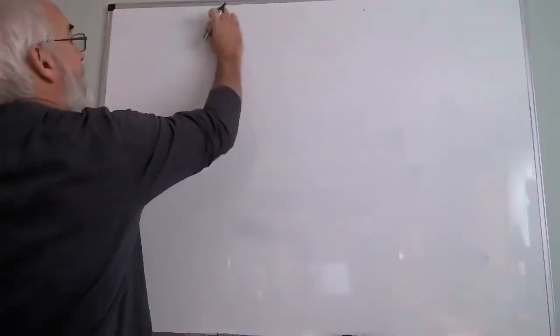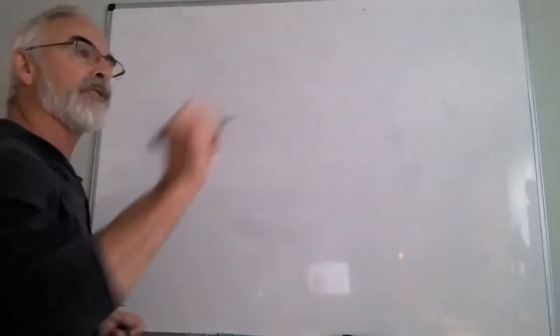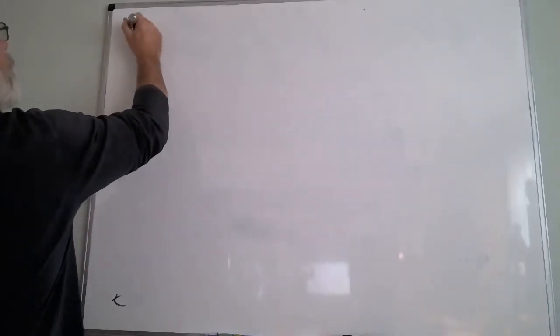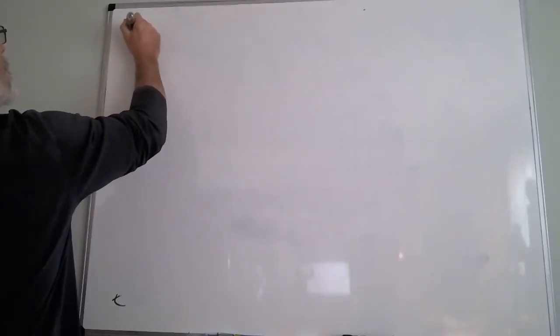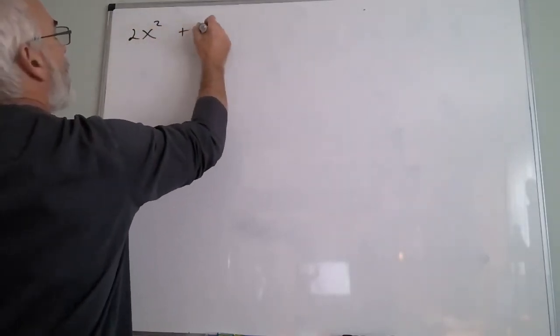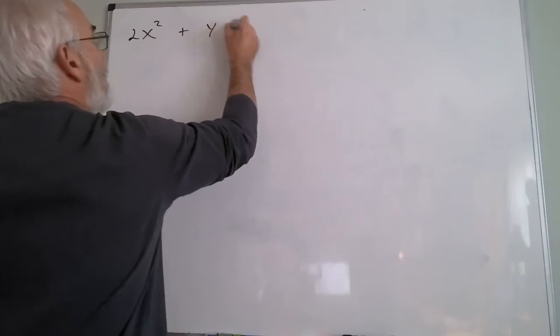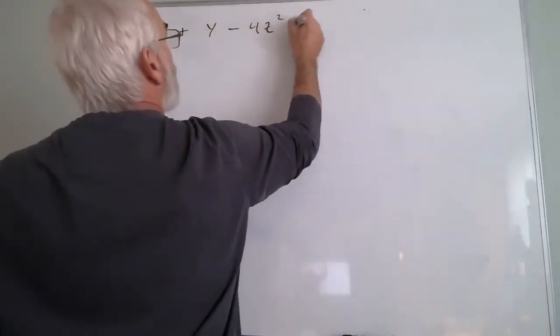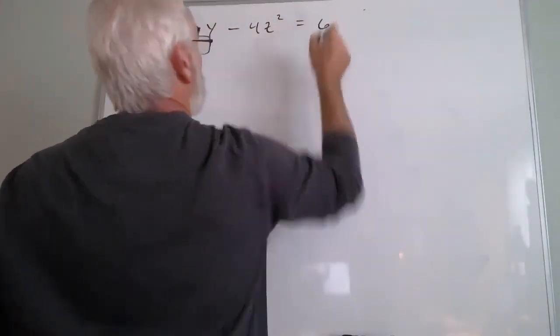Okay, so let's look at the evil shape. I think the first one I did, what did I do? I did an elliptical paraboloid. So I'm going to draw something that's really similar. What if I did something like this? 2x squared plus y minus 4z squared equals 6.